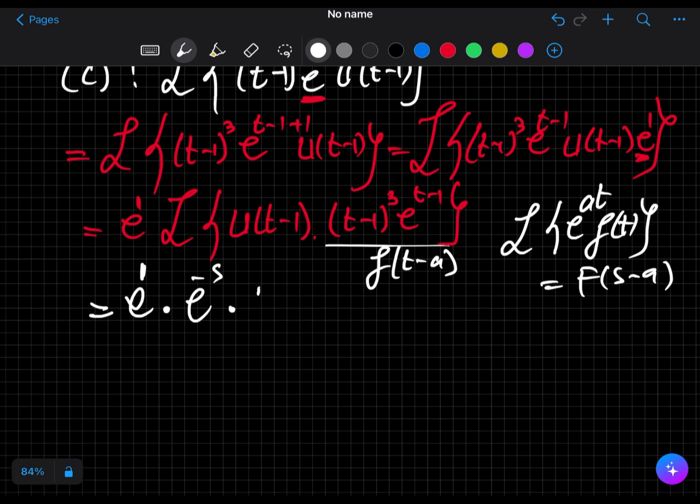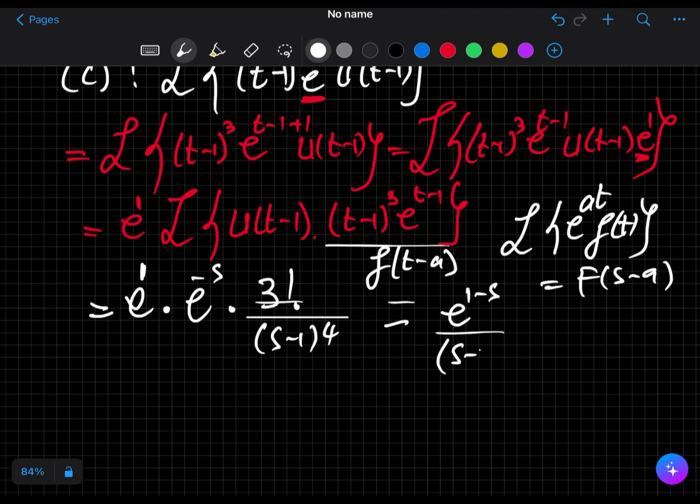So it will give me 3 factorial divided by 3 factorial, 3 factorial divided by s minus 1 power 4, right? So this will give me e1 minus s divided by s minus 1 power 4.